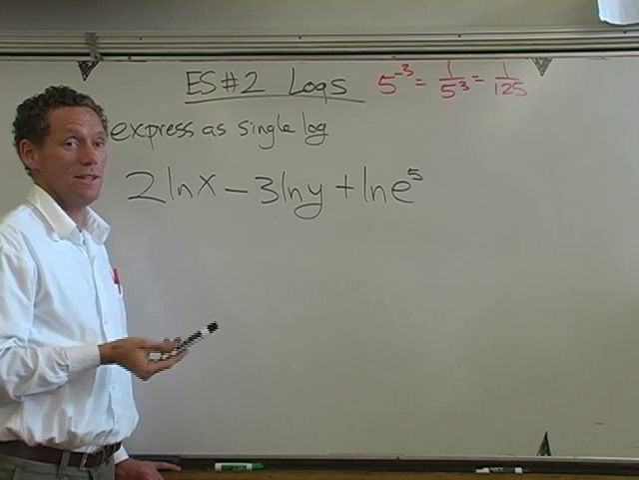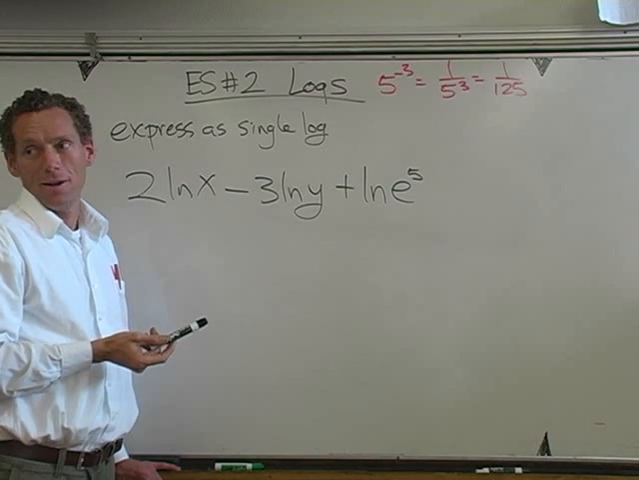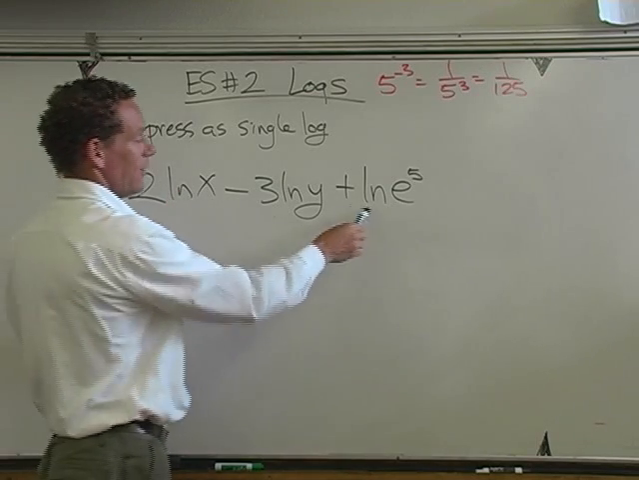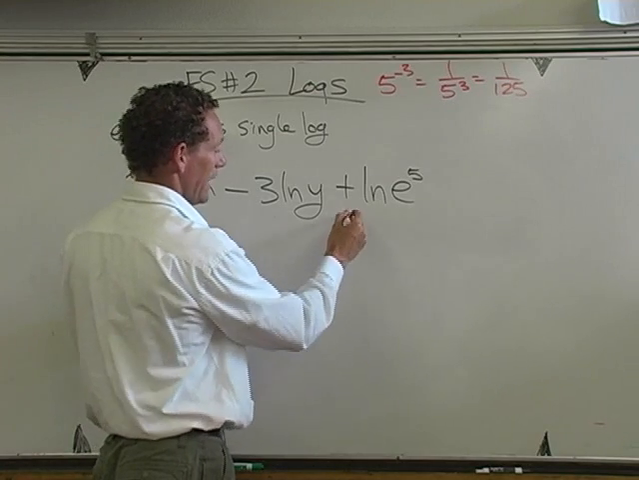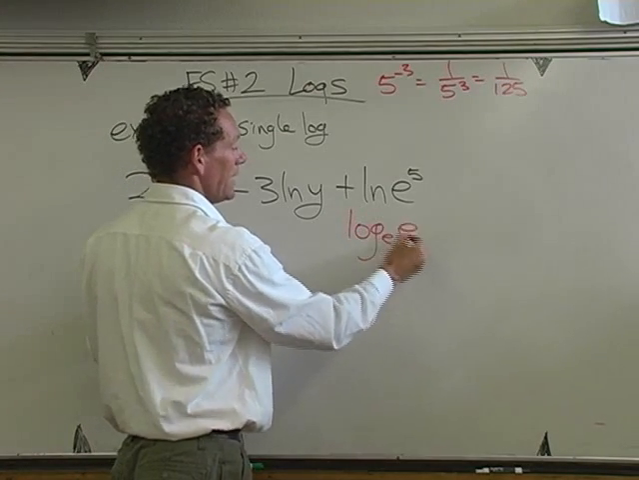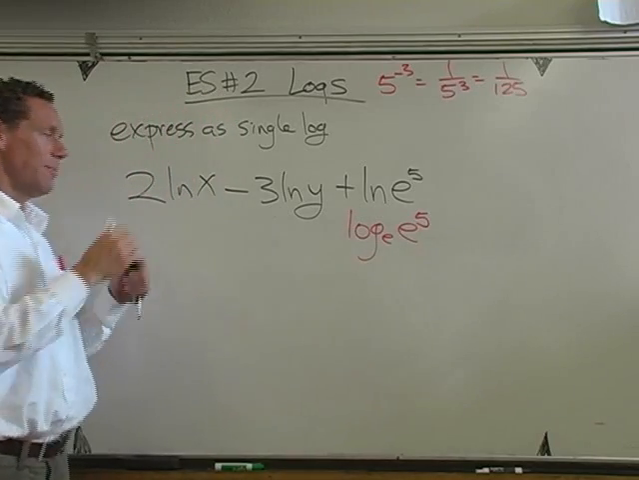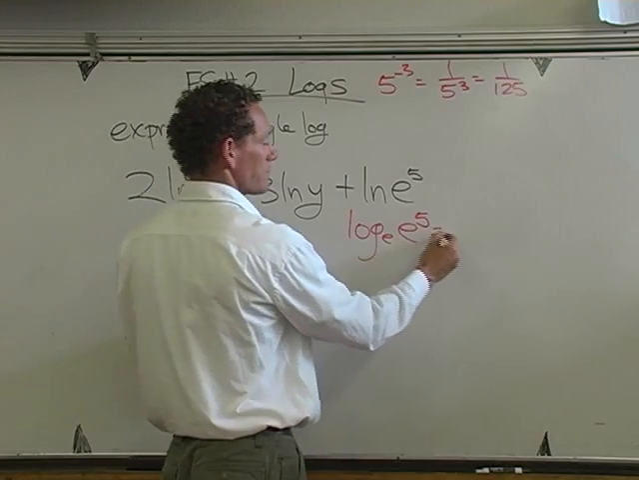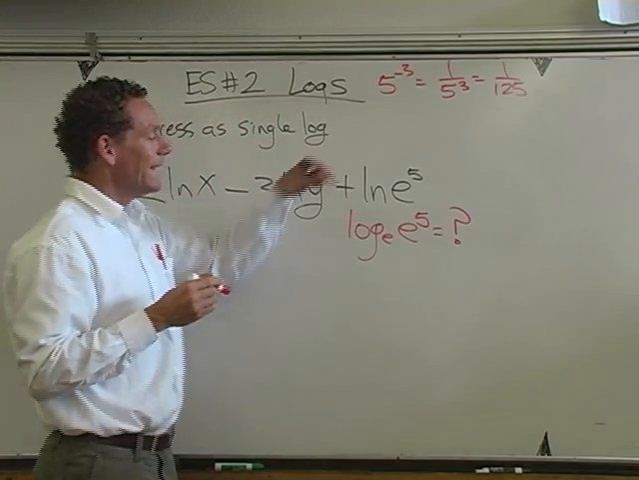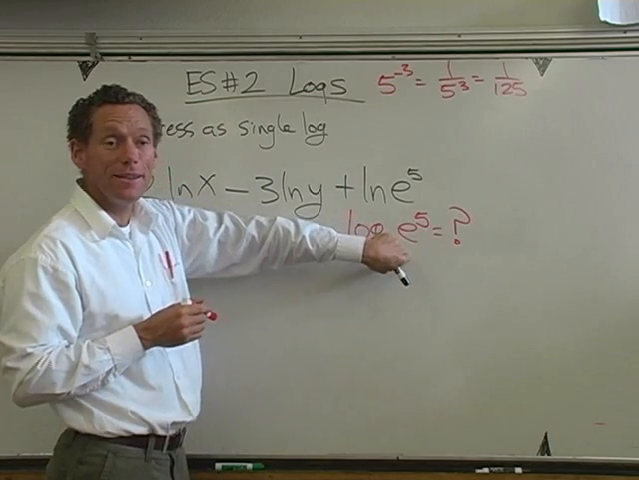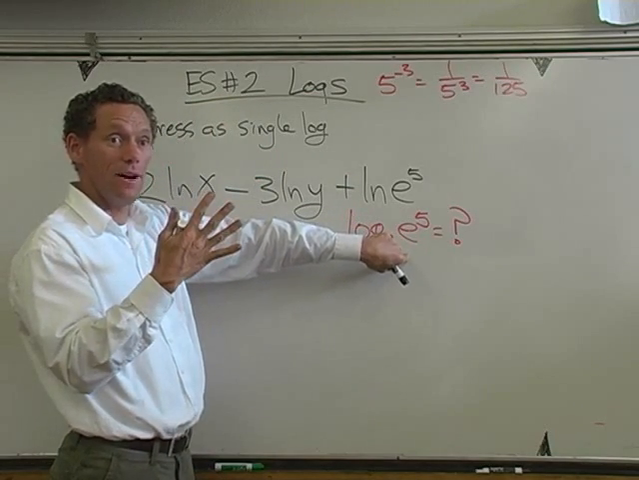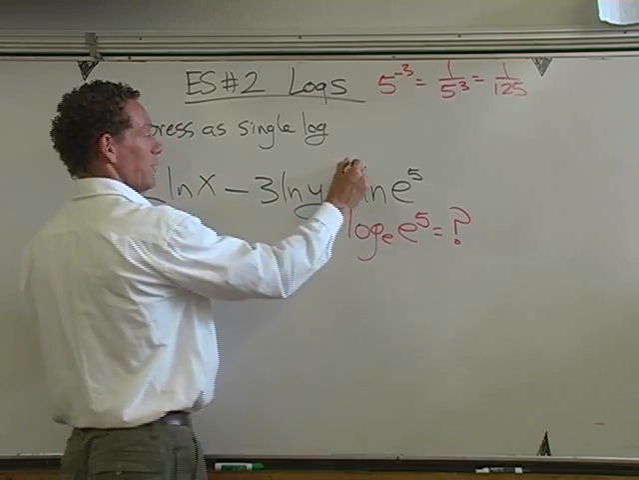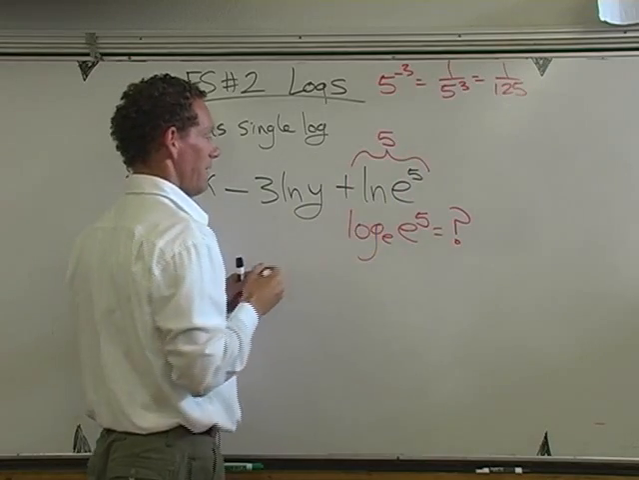Ln of e to the 5th is 5. So they in essence cancel each other out. Right here, ln means this, log base e of e to the 5th. So if you think about this, log to the base of answer equals exponent. e to the what is e to the 5th? 5. e to the 5 is e to the 5th. Okay, so the value of this is 5.